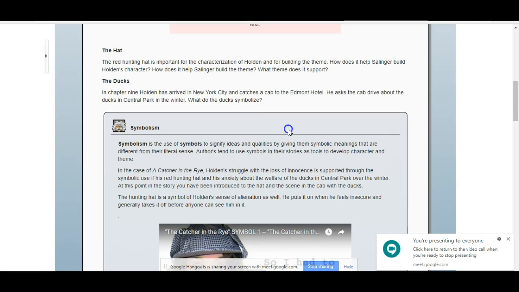Really sorry about that. So again, just reading what was here, it re-emphasizes what I had just described: the hat and the ducks in regards to symbolism. Then we get into deeper concepts of the struggle with loss of innocence, which is supported through the use of the red hat and the anxiety about the welfare of the ducks in Central Park. Again, we have a better understanding of Holden because these symbols, these tools, are used to enhance that understanding of the character.